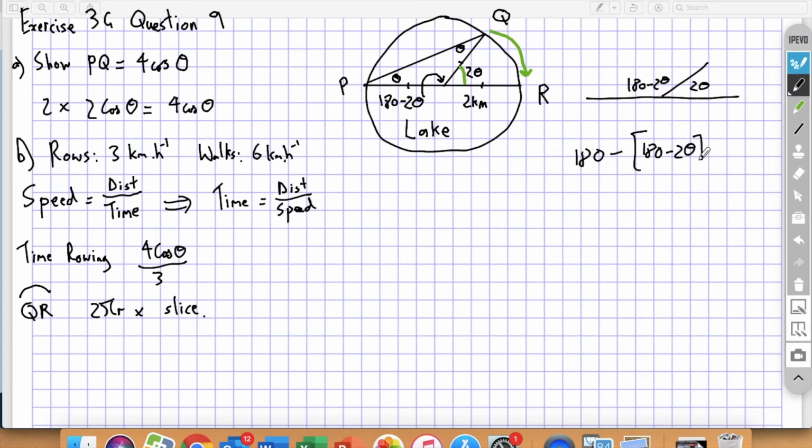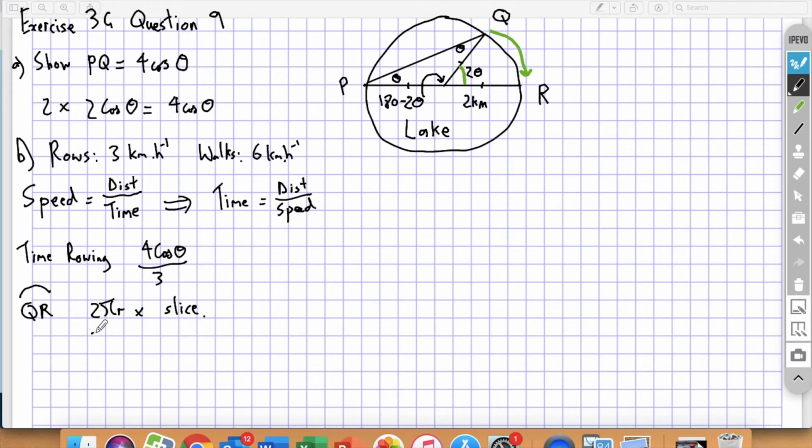And what does it leave us with? Well, 180 minus 180 is 0, and then I've got minus, minus, so I'm left with 2 theta. Okay, get rid of that, don't need it. And that gives us our slice of circle.